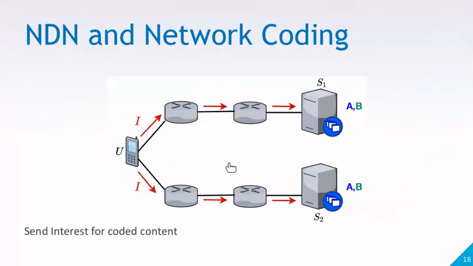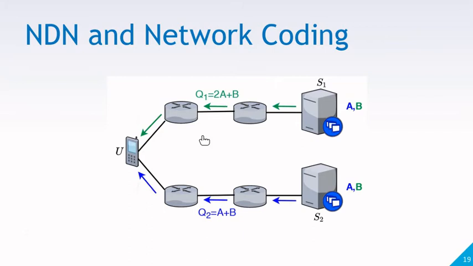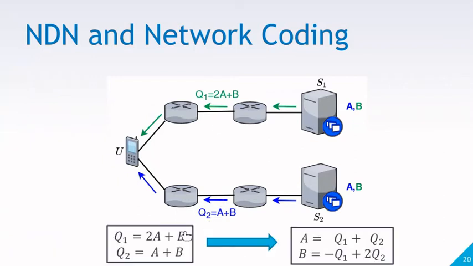Now, with network coding implemented over NDN, the user forwards interest for coded content instead of just simple content. So to retrieve this content with two source segments A and B, the user sends out an interest for coded content, and coded packets are sent in response. For example, here two coded packets Q1 and Q2 are sent.